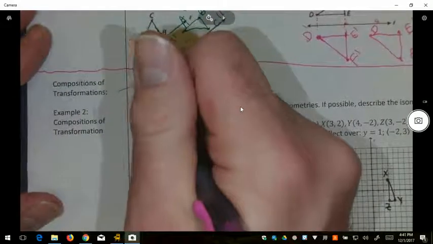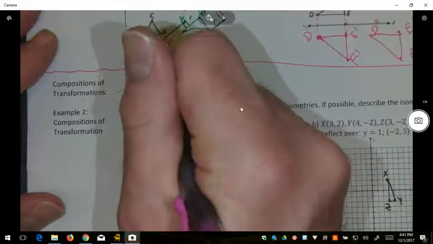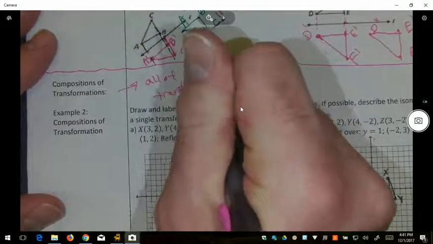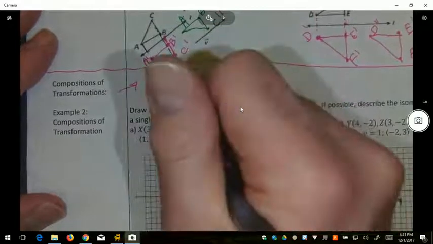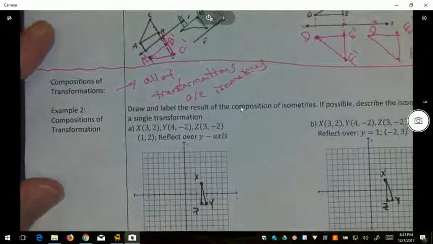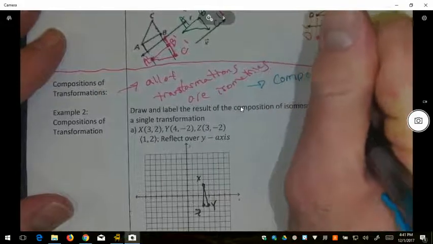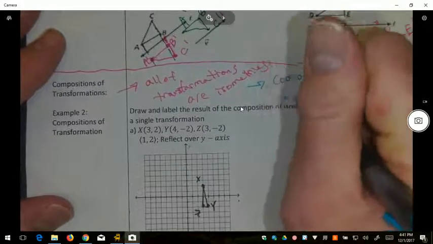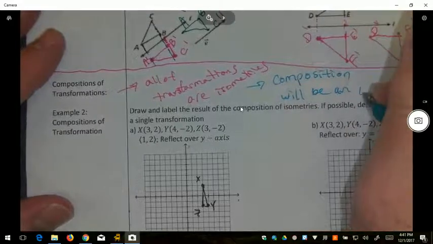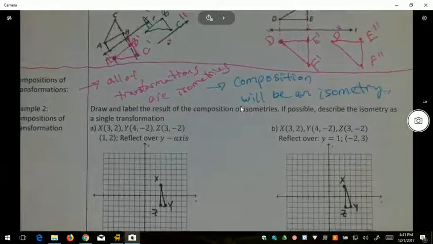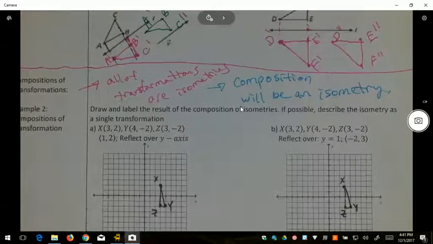Compositions of transformations, as long as all of the transformations are isometries, then the composition will be an isometry. And sometimes we can even describe it as a single isometry when we're done.